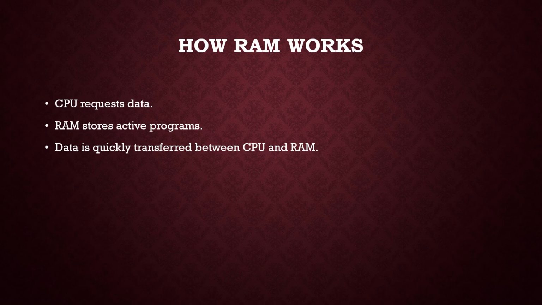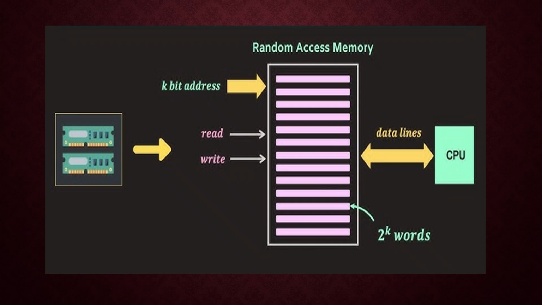So this is what happens. The CPU requires the data, and the RAM stores the active program, which is transferred from the CPU to the RAM. So between CPU and RAM, the data is transferred. Random access memory can be read and written, and the data comes to the CPU.